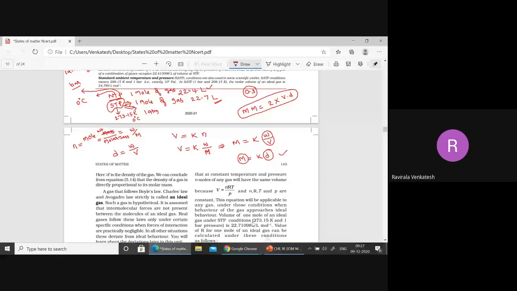Molar mass of nitrogen, anybody? 14. Nitrogen is N2, so the molar mass is 28. 28 is equal to 2 into vapor density. Now tell me, what is the vapor density of nitrogen gas? Out here I marked the molar mass of nitrogen. How much will the vapor density of nitrogen be? 14. It will be 14.